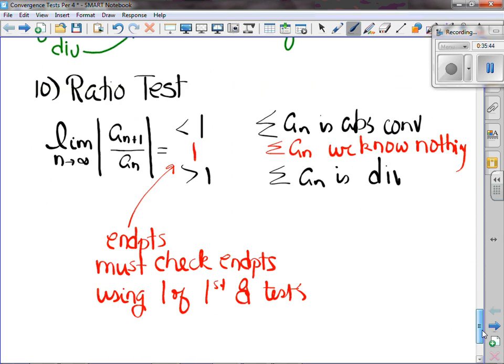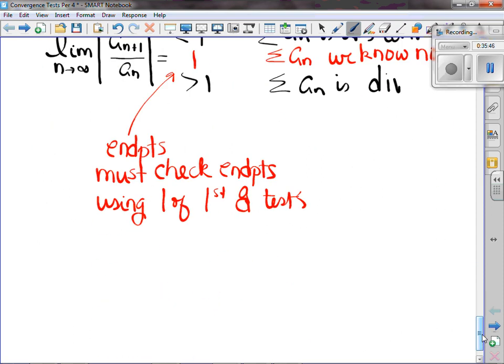If the endpoints converge, then... The endpoints might not converge at all. One might converge, the other one might not. If you remember, you're going to find the radius of convergence. We'll do some. And then you'll find the interval of convergence.